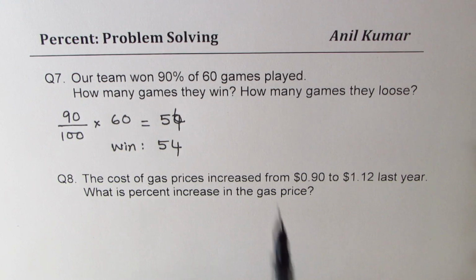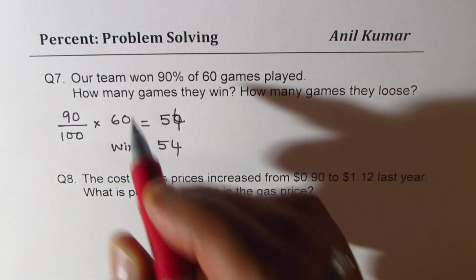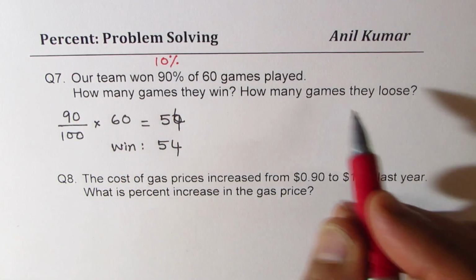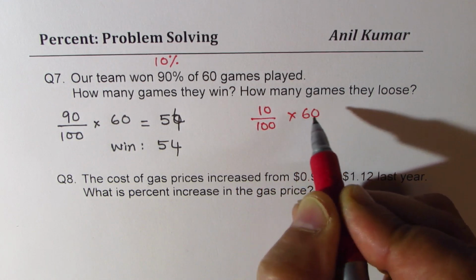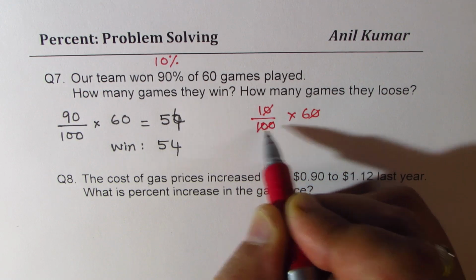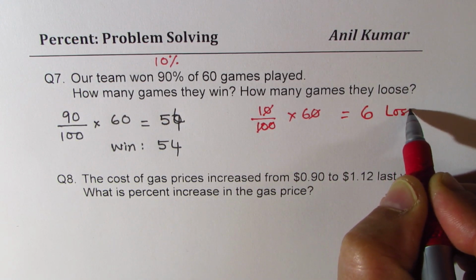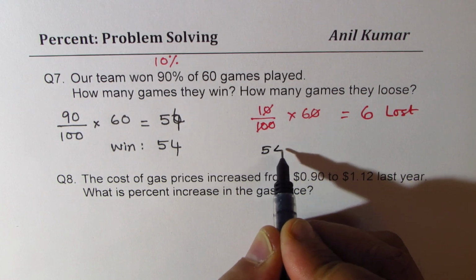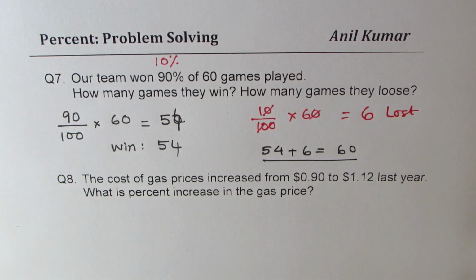Now, how many games did they lose? Well, you could say winning is 90%, so 10% is loss. So we could do 10 out of 100 times 60, right? So you can cancel this and we get 6 loss. And that is the win. Well, you can check your answer. You could also do 54 plus 6 just to check. It is altogether 60 games, correct?